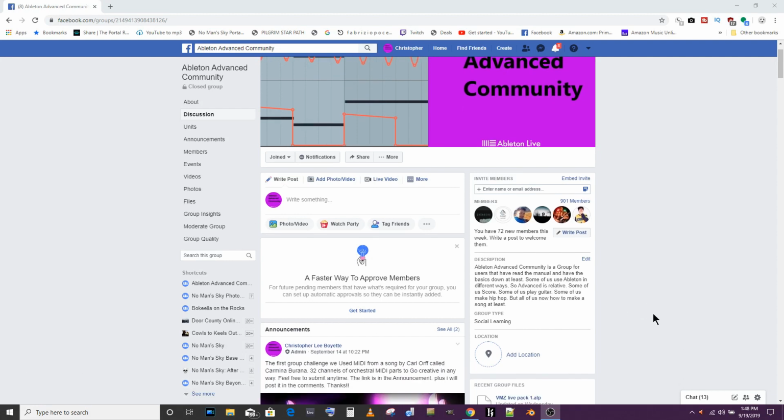Number 2, what is our moral compass and what are our rules and regulations? If you come over to our page, if you're going to join us, you're going to see a description first, I think, and it's going to say Ableton Advanced Community is a group for users that have read the manual and have the basics down at least. Some of us use Ableton in different ways, so advanced is relative. Some of us score, some of us play guitar, and some of us make hip hop, but all of us know how to make a song at least. We are described as a social learning group, which I would love to intensify, as we are a hive mind, and together is what makes us advanced. We could probably solve just about any issue.